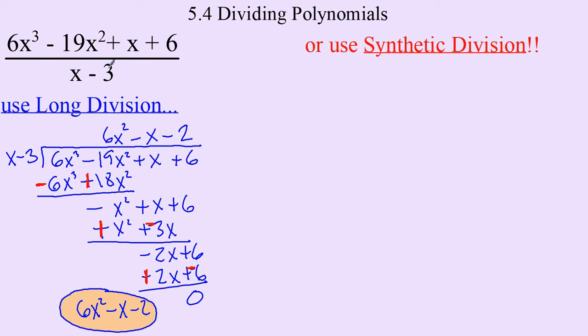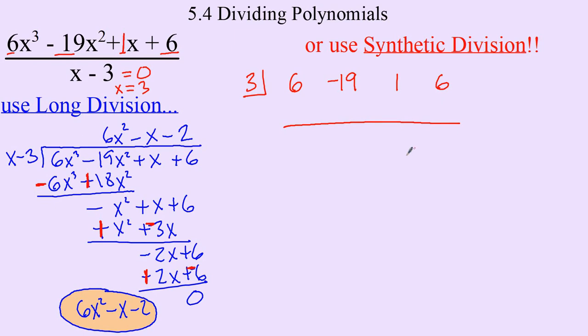Well, step one is you take the denominator and you make it equal 0. So in this case, x equals 3. So we're going to put 3 in a little box and then list the coefficients of the numerator. So 6, negative 19, positive 1, and positive 6. So all the coefficients. You have your x cubed term, your x squared term, your x, and your constant. So no x. Skip a line.